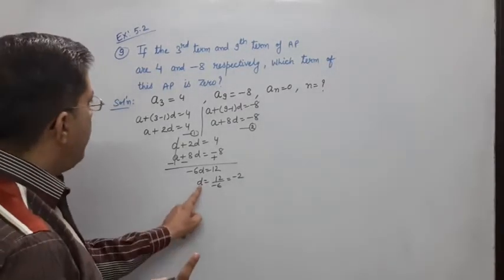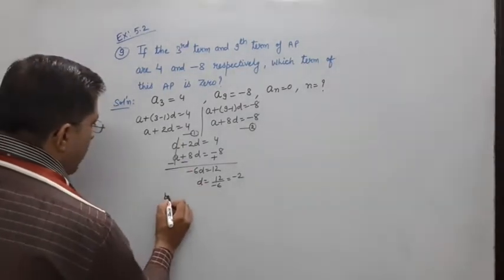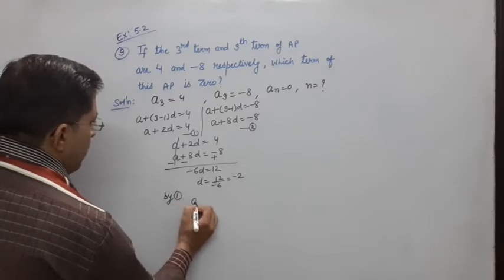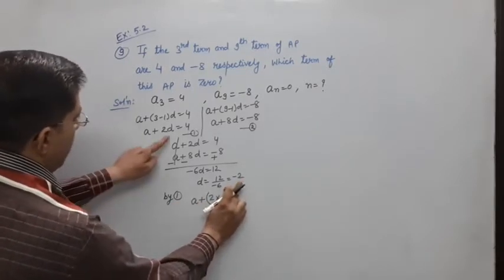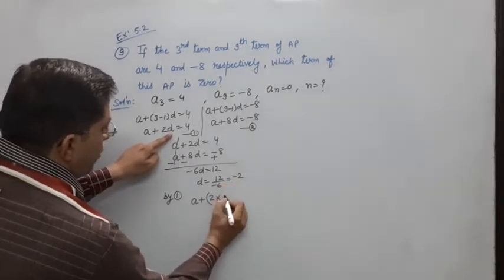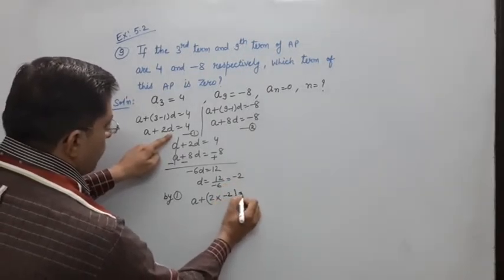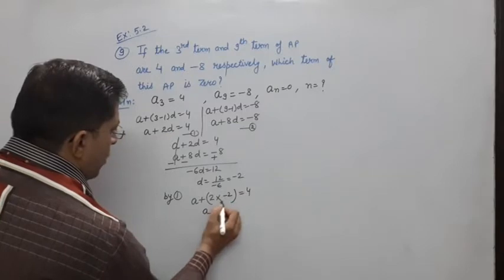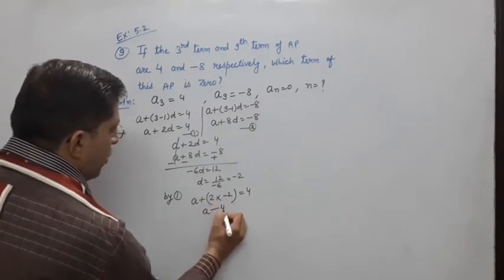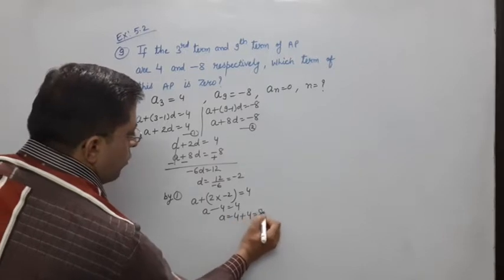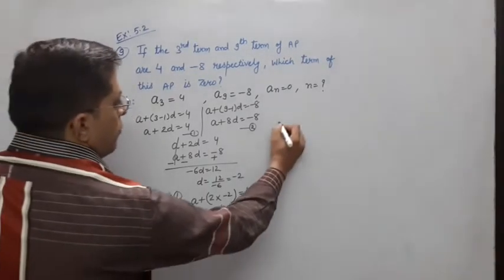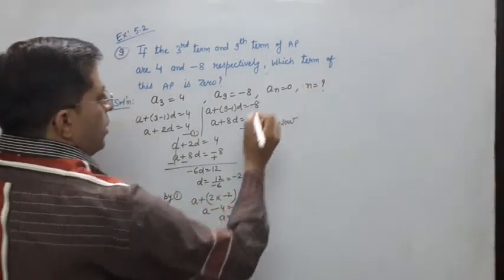Then put the value of D in equation number 1. You can write A plus 2, and D is minus 2, so I am putting minus 2. 2 into minus 2 gives minus 4. So A will be 4 plus 4, which is equal to 8. Now we have got A and D.